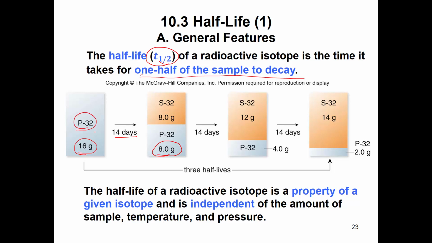So I've got 16 grams of P-32. It's decaying. After 14 days, since that's its half-life, I'll only have half of that, which is 8 grams. And then after another 14 days, I'll only have 4 grams. And after another 14 days, or another half-life, I'll have 2 grams. So this is 1 half-life to 8, 2 half-lives to 4, and then the third half-life is going to leave me with 2 grams. And so as it's going down, whatever it's producing is going up.